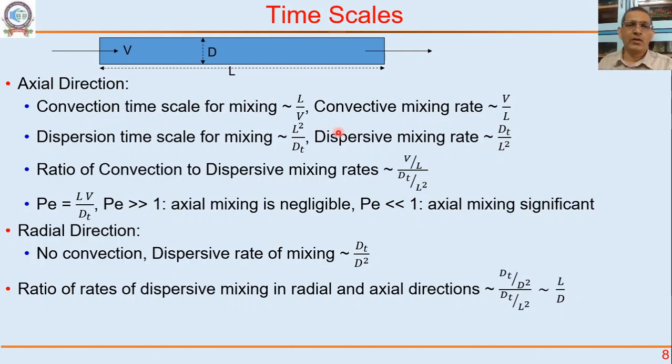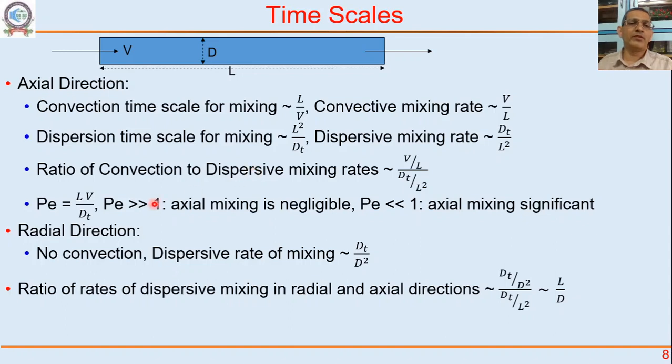Recall, if you are not comfortable with these, revise your undergraduate mass transfer course: time scale for mixing by dispersion, time scale for mixing by diffusion. All these things are there in the undergraduate course. So the ratio of convective to dispersive mixing rate is V/L divided by D_T/L². I can simplify this and I will get LV/D_T, or VL/D_T. We call this the Peclet number. So the Peclet number is the ratio of convective to dispersive mixing rates.